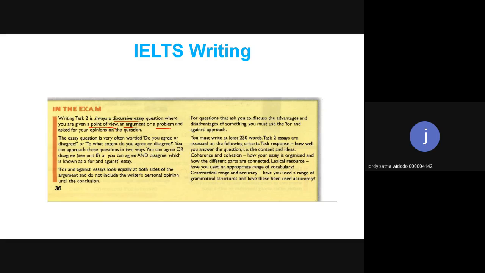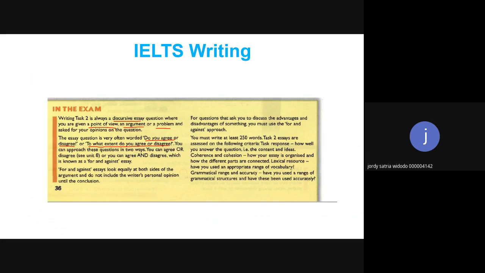The essay question is very often worded: do you agree or disagree? Yes, so this can be opposing views from you, and also from those people having the pro view. Or, to what extent do you agree or disagree? So this must be an argumentative essay.